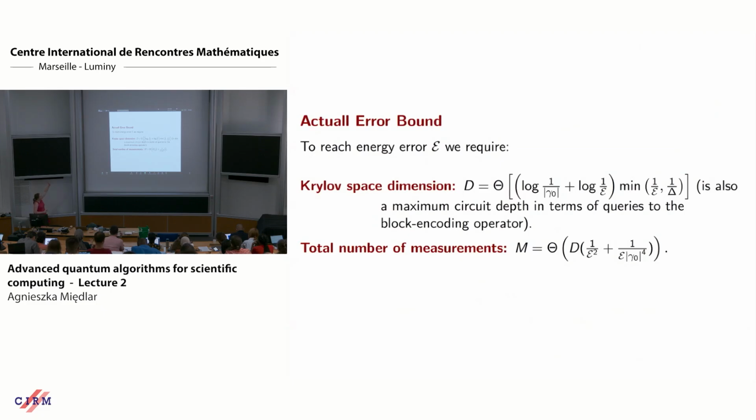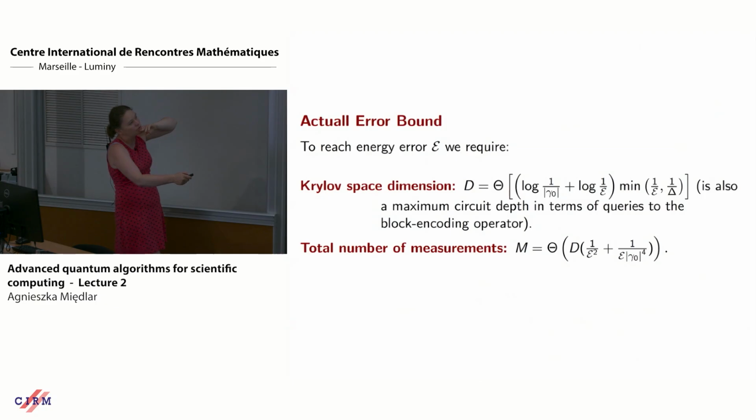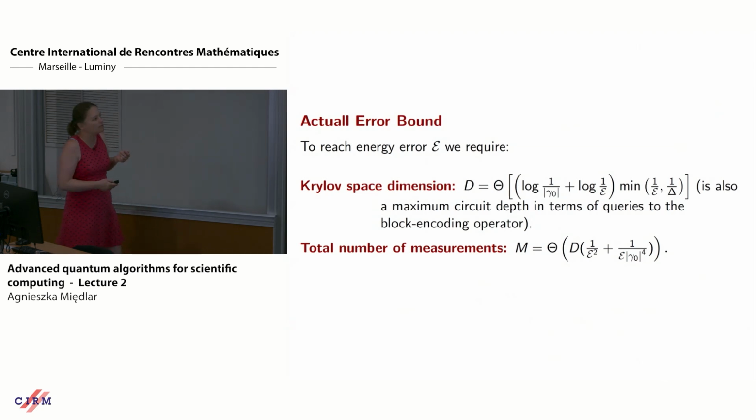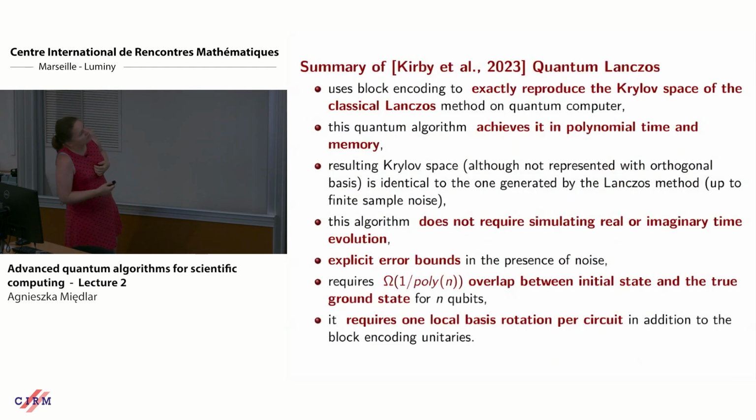And the last, I think this is my last slide. Krylov space dimension depends on these properties. So you have the gap here and the accuracy. And the total number of measurements depends also on the same, the size of the Krylov subspace and the parameters. Again, the gap plays a role, and the energy error. So the better the approximation, the more you have to pay. As easy as that. This is the summary of what I have told you.